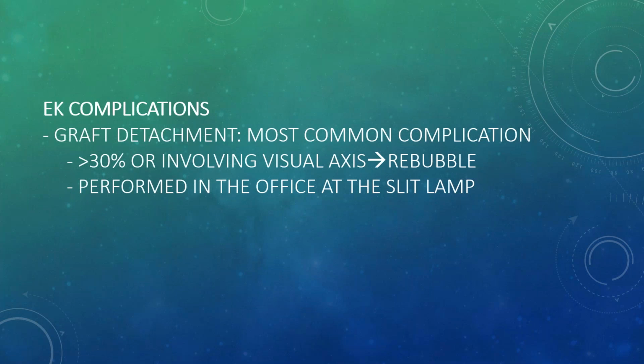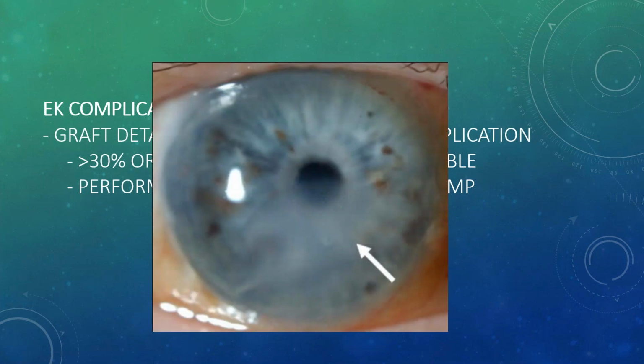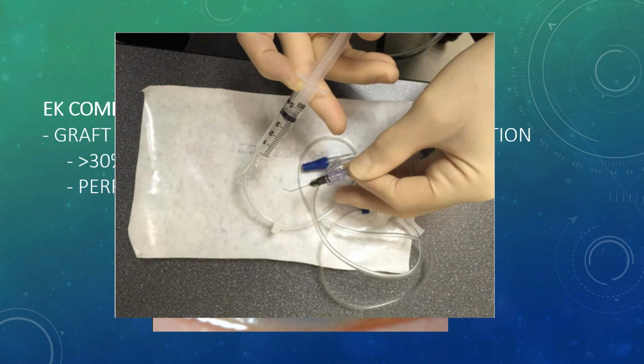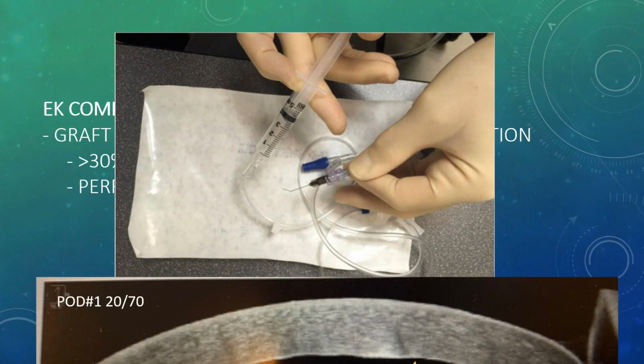Now, if it involves more than 1/3 of the cornea or it's in the visual axis, I'll rebubble it and perform that in the office. Here, this patient is clear superiorly. Inferiorly, they have microcystic edema, they have a detachment, and so we rebubble them in the clinic. I will hook up some IV tubing to a 30-gauge cannula, and I'll use that 30-gauge cannula to enter the eye through a pre-placed inferior 1 millimeter paracentesis incision that I placed in the OR for this purpose, and just slide in there using air, room air, and rebubble the transplant and then lay the patient back.